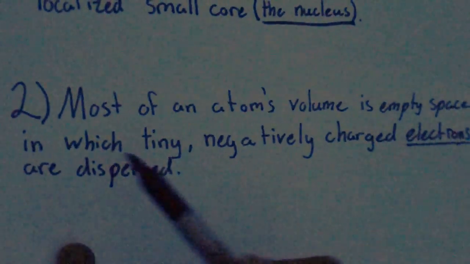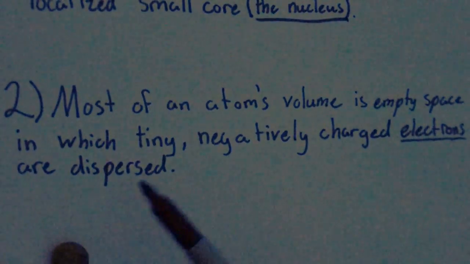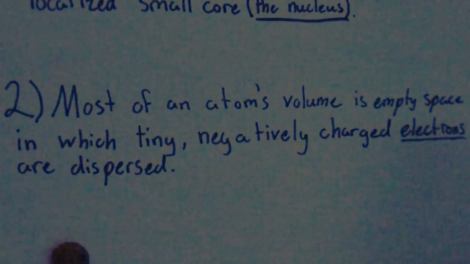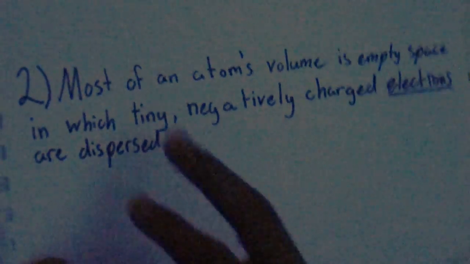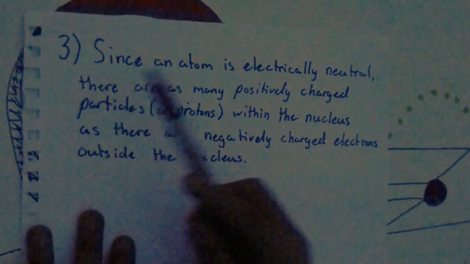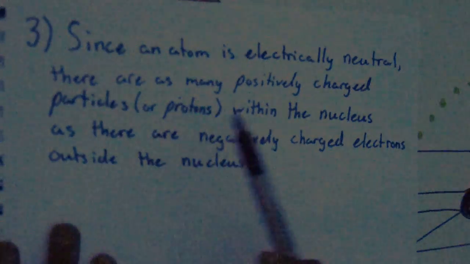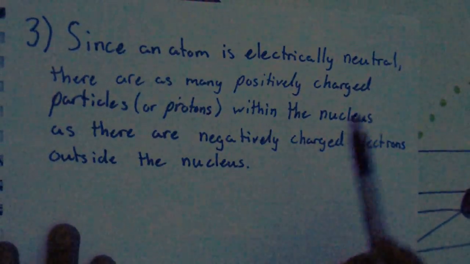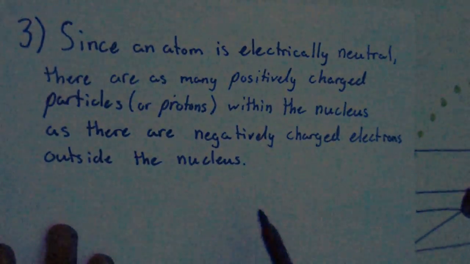Number 2. Most of an atom's volume is empty space in which tiny negatively charged electrons are dispersed. Then finally, 3. Since an atom is electrically neutral, there are as many positively charged particles, or protons, within the nucleus as there are negatively charged electrons outside the nucleus.